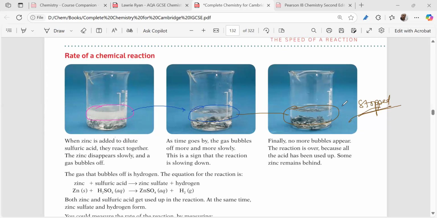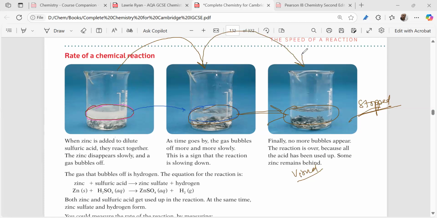So over here, in this reaction, can we predict the rate of the reaction by visual means? Yes. By visual means we can see that at the start of the reaction, a huge amount of bubbles is coming out. It slows down as the reaction proceeds and ultimately it stops. So we can tell visually that the rate of the reaction is fastest at the start, slows down as the reaction proceeds, and ultimately it stops. Is it clear to you?